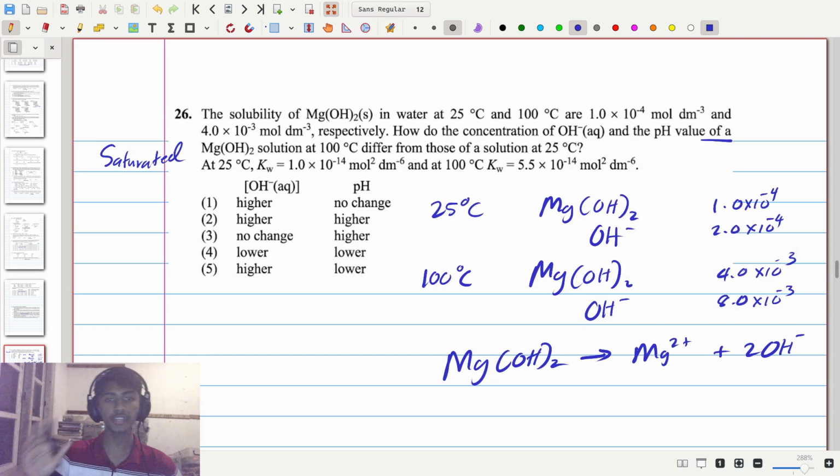Now according to this we can see, comparing OH minus concentrations, the OH minus concentration at 100 Celsius is higher than that at 25 degrees Celsius, and therefore answer number 3 and 4 are not the correct answer.